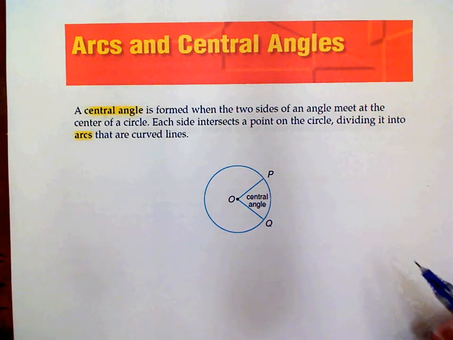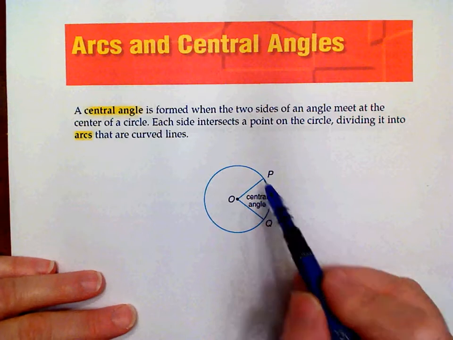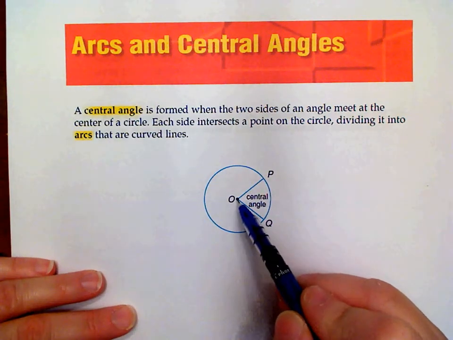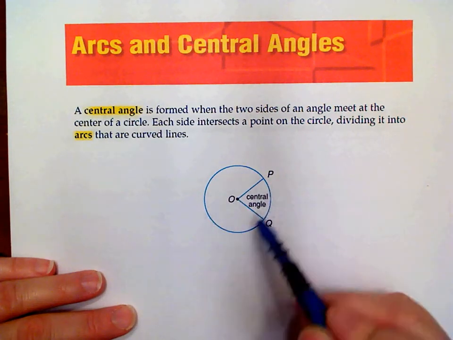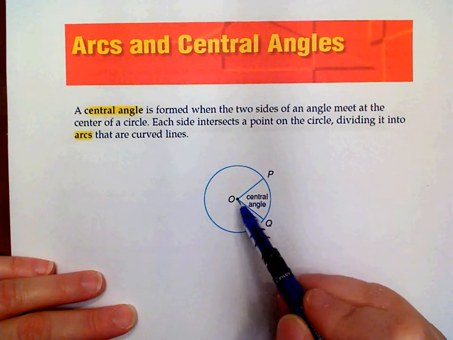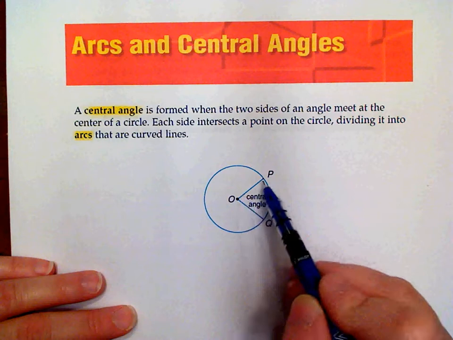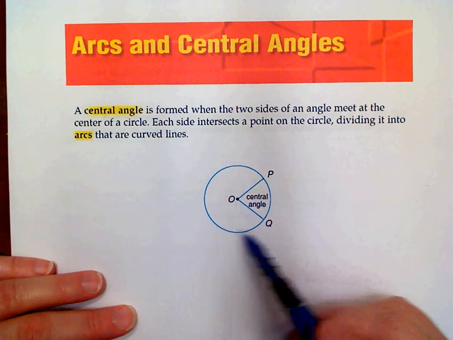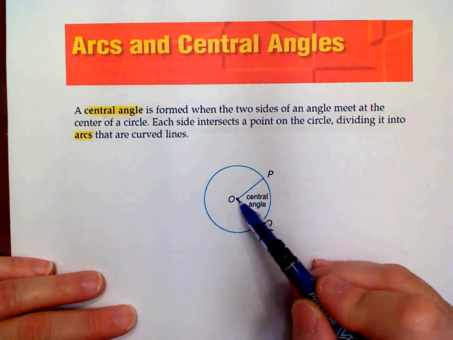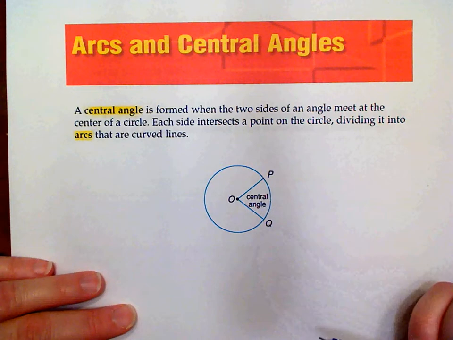So today we're going to start learning about some arcs and angles within a circle. Some things that you should probably already know about circles is they have a center. That point is equidistant from all the points on the circle. That distance from the center to the points on the circle is called the radius, and all radii of one circle are congruent to each other. So O to P and O to Q are the same distance.